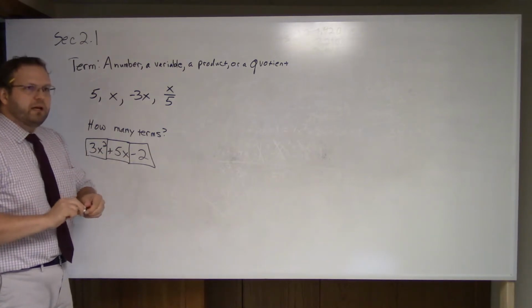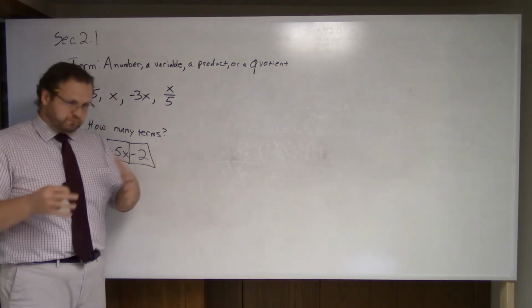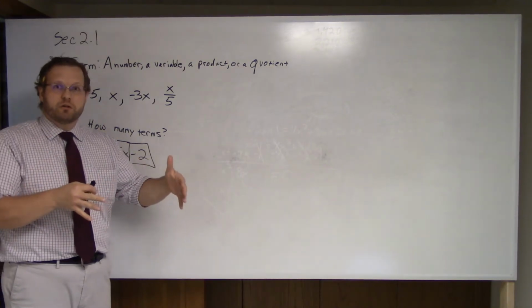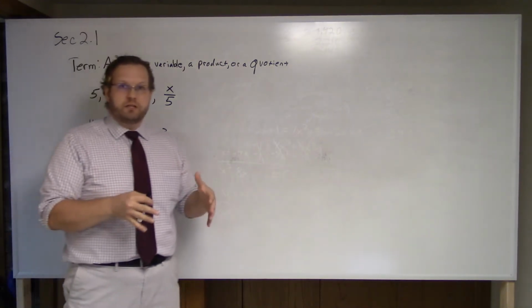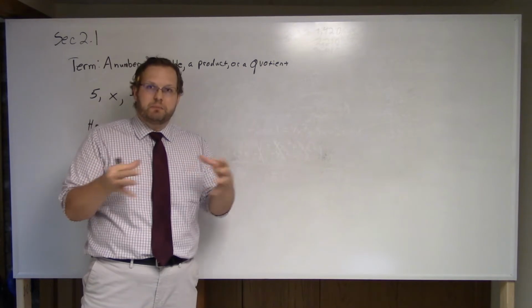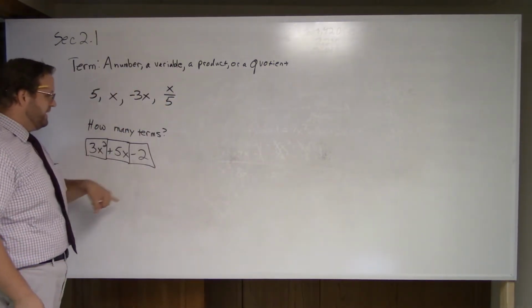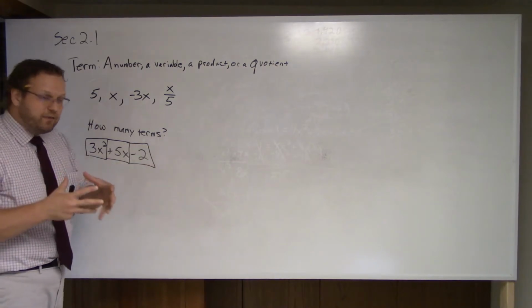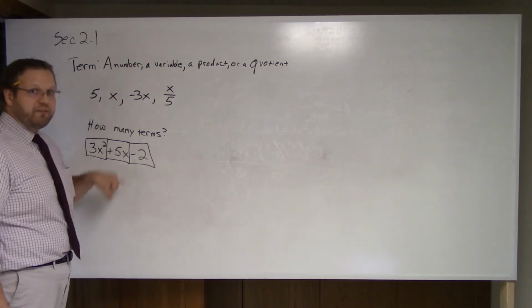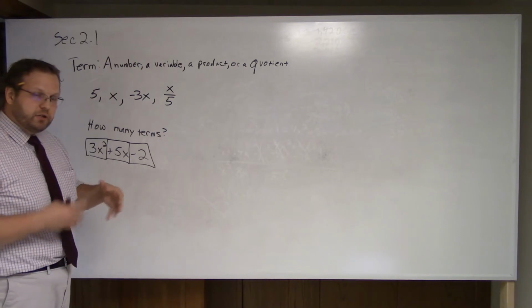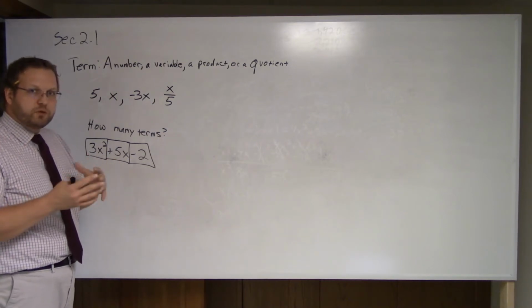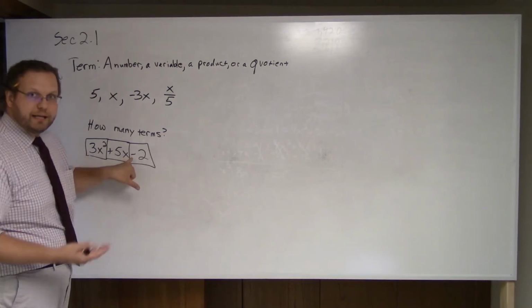Think of when you have a sentence in the English language. A sentence is made up of a bunch of words. Each word has its own definition, but if you pull it together, it has a complete thought. Same idea here. Positive 3x squared, positive 5x, negative 2. Together, 3x squared plus 5x minus 2. Okay, so you can kind of go back and forth between a minus and a negative.